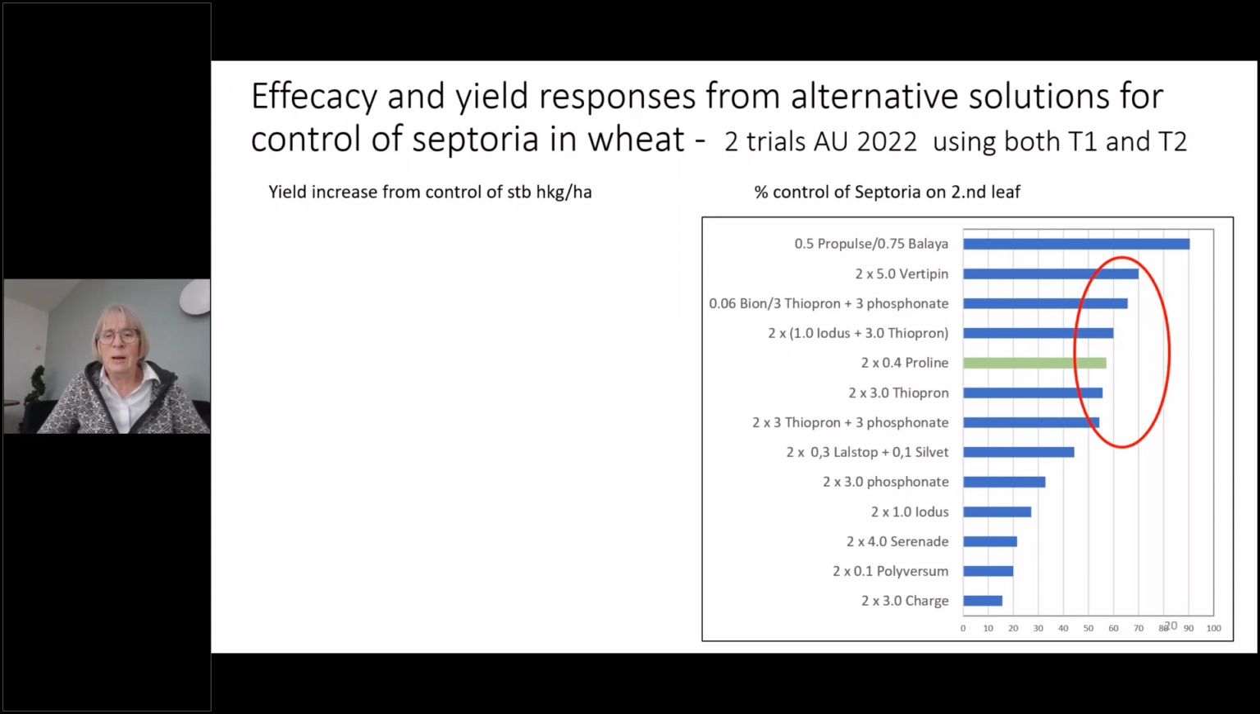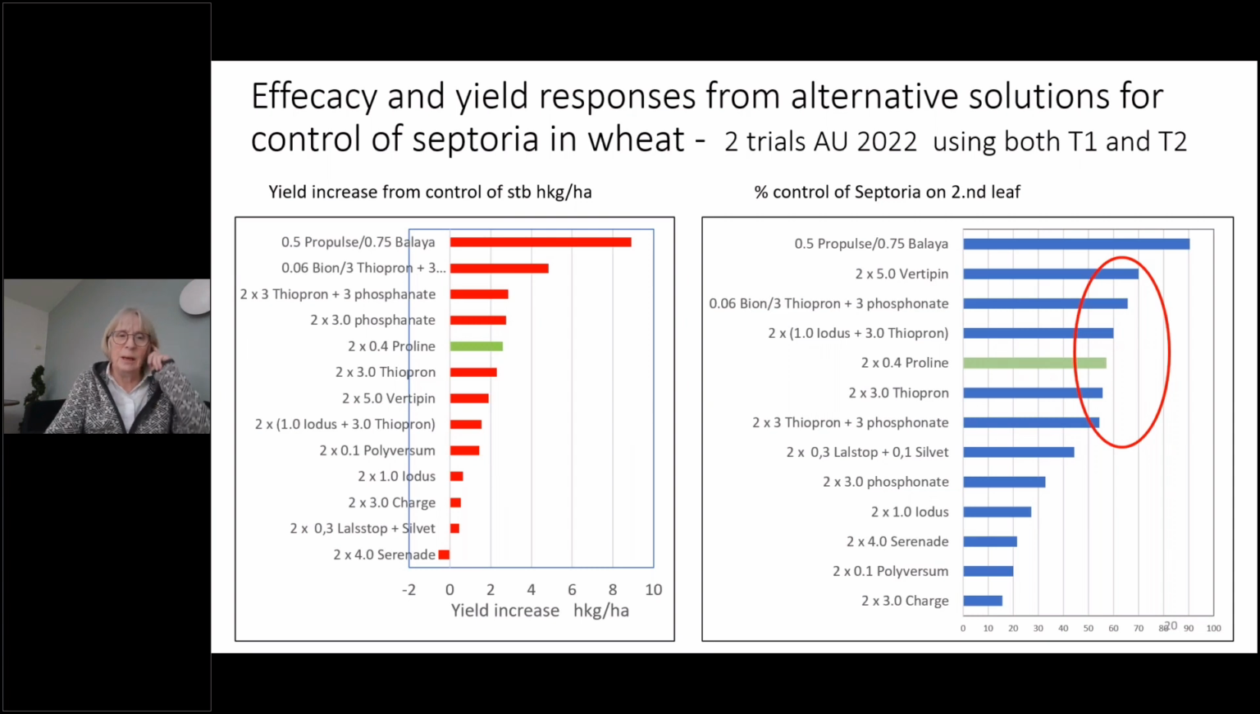And what came out was actually that all the sulfur products did quite a decent job when it came to control of Septoria, in line with what we could see from 2 half rates of Proline. We know it's worn out a little bit because of resistance, so we had a performance in line with that.